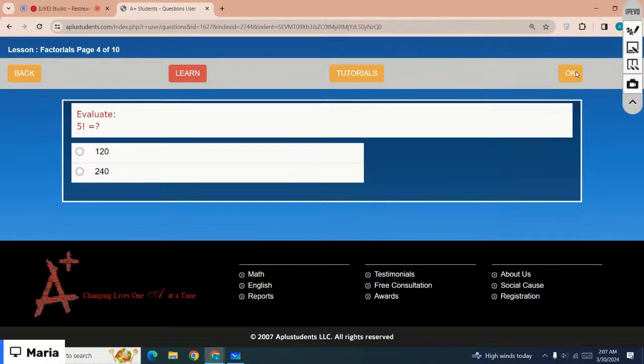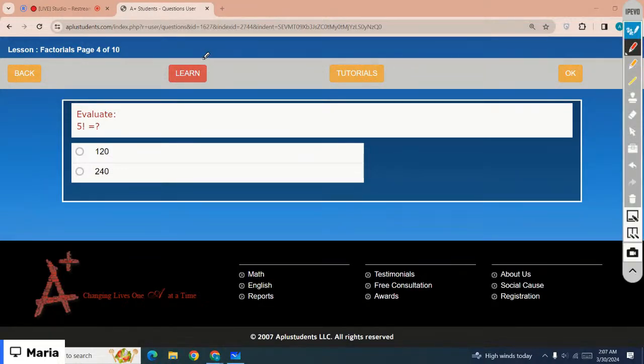Okay, the next one is 5 factorial. So how do we evaluate 5 factorial? We have to do 1 times 2 times 3 times 4 times 5, right? 3 times 2 is 6, 6 times 4 is 24, and 24 times 5 is 120. The correct option is 120, right?